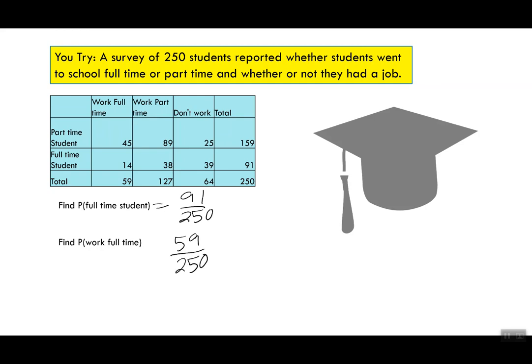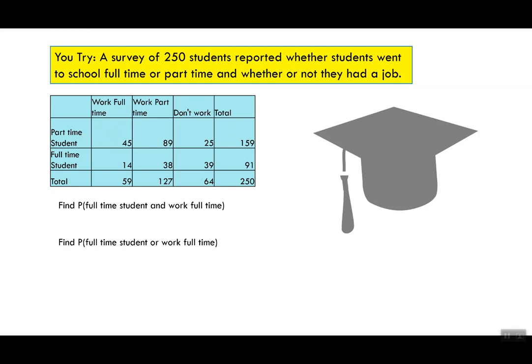Let's go ahead and make those percentages so we get a better feel for those numbers. So 91 divided by 250, this is 36.4%. And then 59 divided by 250, this is 23.6%.